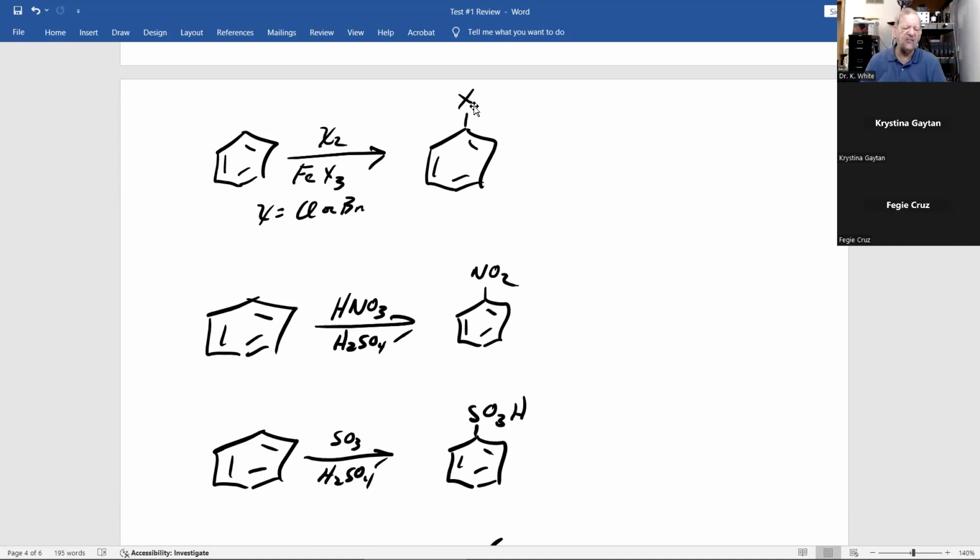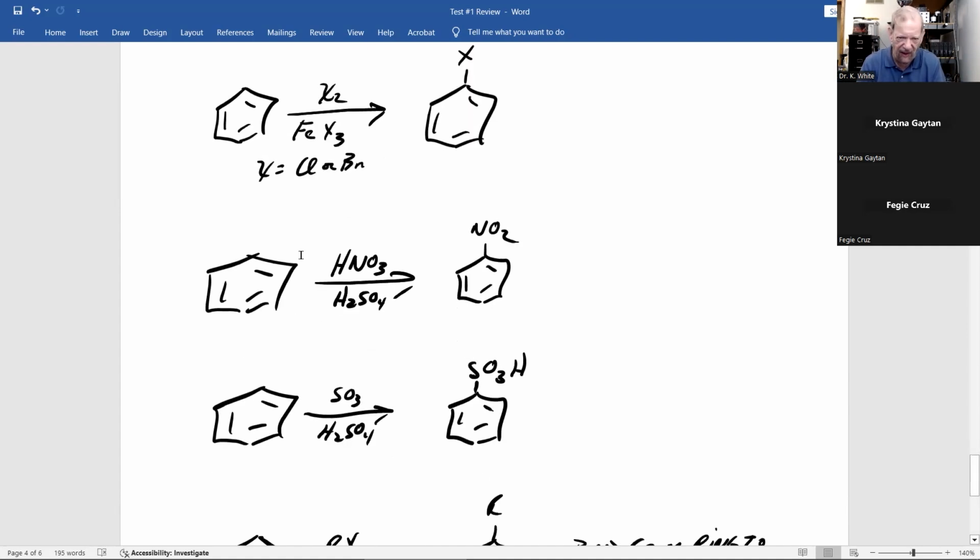So what that means is all the reactions I can put on test number 1, and also later on the final, will start with benzene. In that case, there are only 2 examples here. When X is chlorine, that's a chlorine. When X is bromine, that's a bromine.